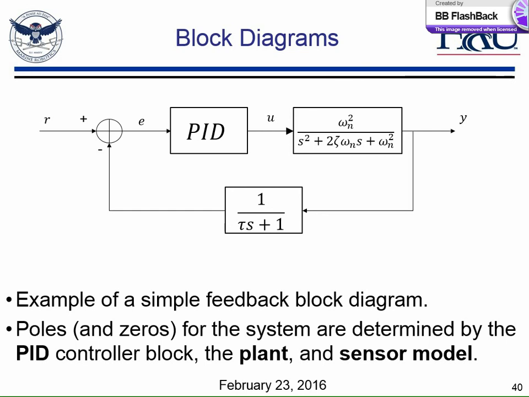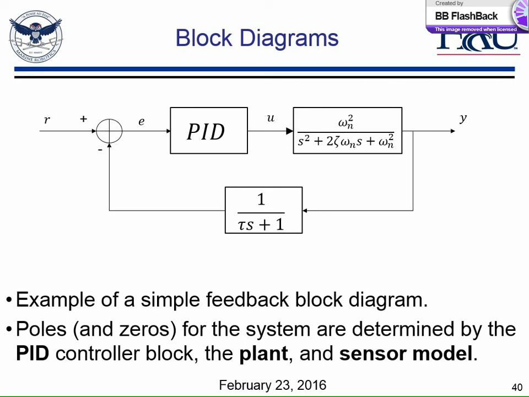So this would be an example. We have some kind of reference getting fed in. We have some kind of error. That's going into a PID block, producing an input, which is going into a second order system, which is our plant, which is producing the output, which is getting fed back into our sensor model, which in this case, oftentimes, is a low pass filter, 1 over tau s plus 1, which gets fed back.